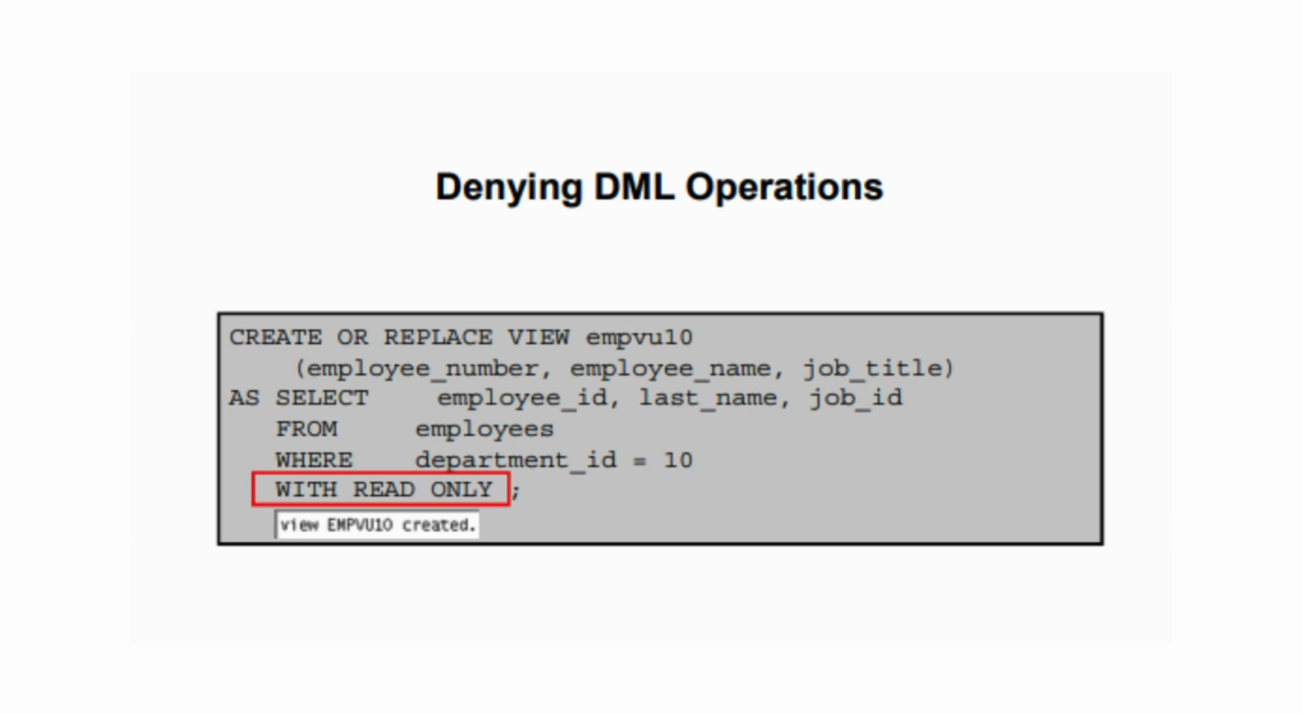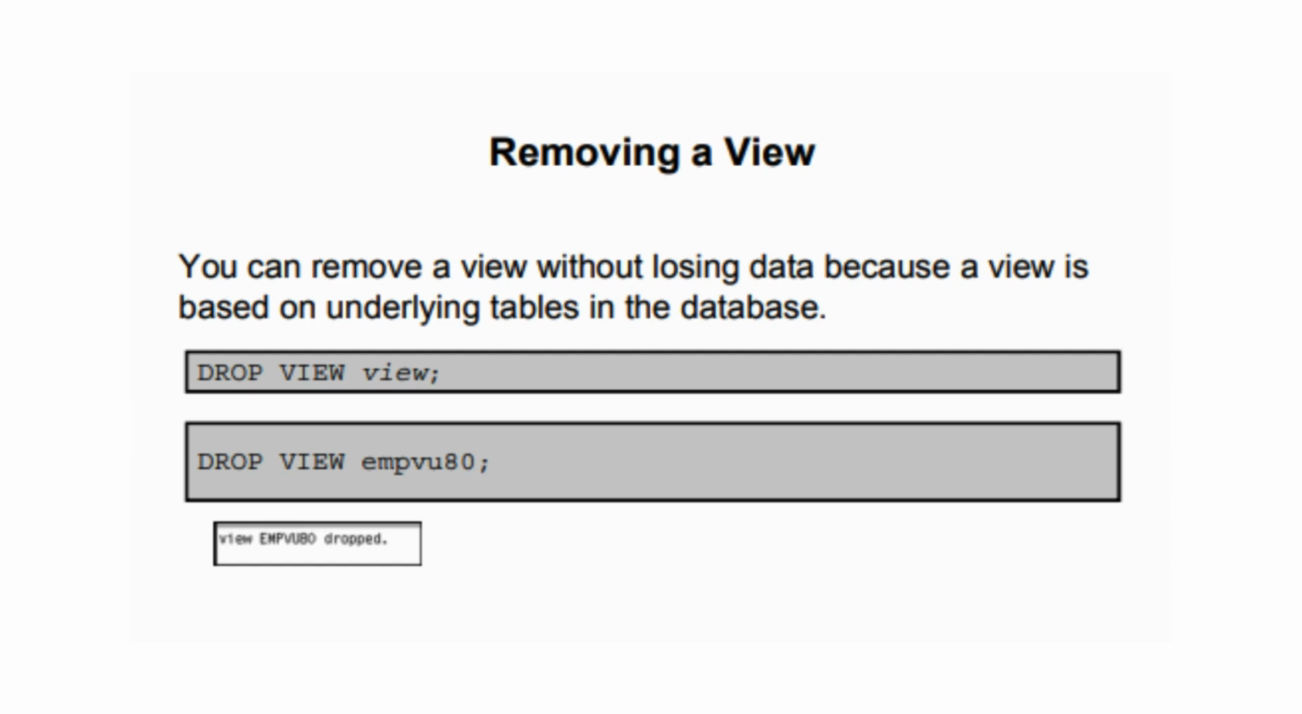Delete from EMPVU10 where employee_number equals 200. Similarly, any attempt to insert a row or modify a row using the view with a read-only constraint results in the same error. You use the drop view statement to remove a view.